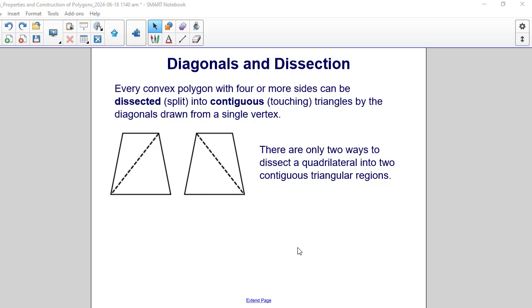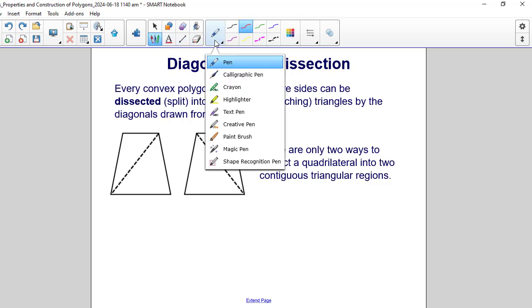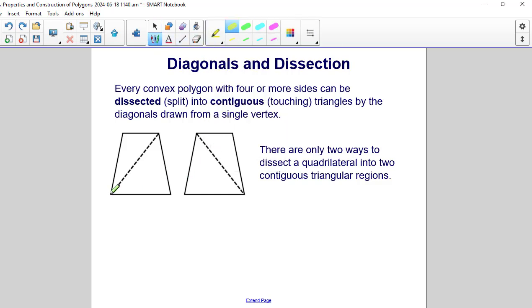Diagonals and dissection. Every convex polygon with 4 or more sides can be dissected or split into contiguous or touching triangles by the diagonals drawn from a single vertex. So if I draw one diagonal from a single vertex, I have created 2 contiguous triangular regions. I'll highlight them so they're easier to spot. If I draw a diagonal coming up from this way, I have a triangular region here, and I have another triangular region which is contiguous or touching down here.